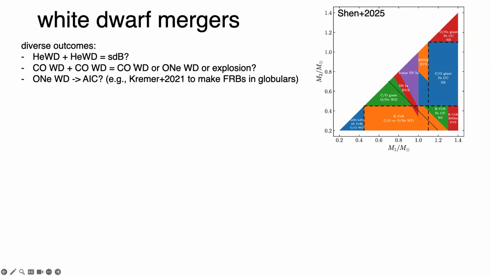So you can merge two helium white dwarfs and get a helium main sequence star called an sdB. You can merge two carbon oxygen white dwarfs, and that thing can either become another white dwarf or blow up or turn into an oxygen neon or whatever. You can have oxygen neon white dwarfs, which I think people now think that if they gain mass, they undergo something called an accretion-induced collapse or a merger-induced collapse, where basically they just turn into a neutron star. And that's sort of set by the competition between nuclear reactions and some other thing.